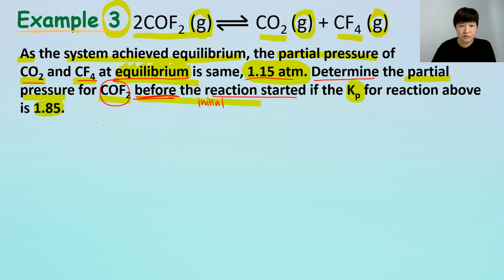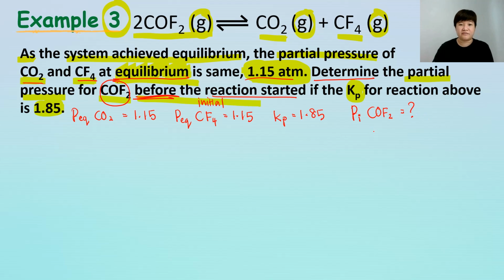As always, take out the values first. The question gives you the partial pressure at equilibrium of CO2, which is 1.15, and the partial pressure at equilibrium of CF4, also 1.15. The question gives you Kp, 1.85. And the question is asking for the initial partial pressure of COF2. That is roughly the question. Take out the values, it will make your life much easier. Don't read the question 1,000 times.